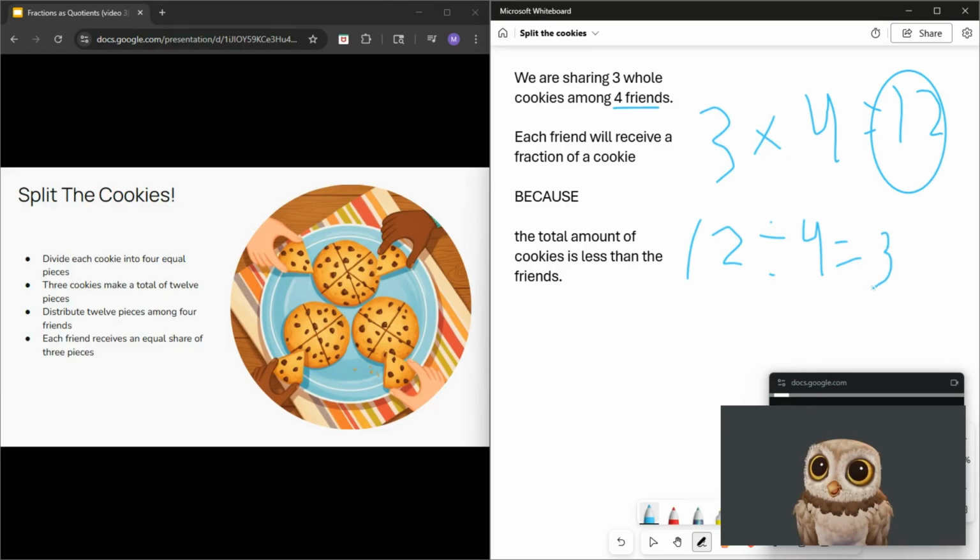And to figure out which fraction of a cookie, since that's the question, will go to each person, we just divide 3 by 4, since that's the number of pieces we divided each cookie into. And then, as we learned, we get 3/4 of a cookie, which would also mean 3 divided by 4 of a cookie.